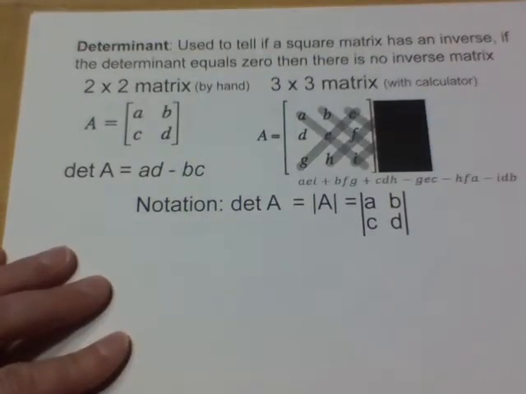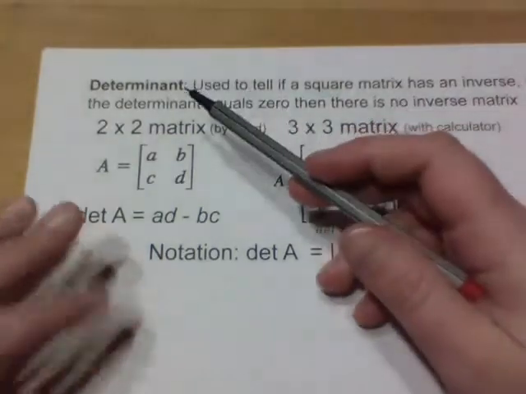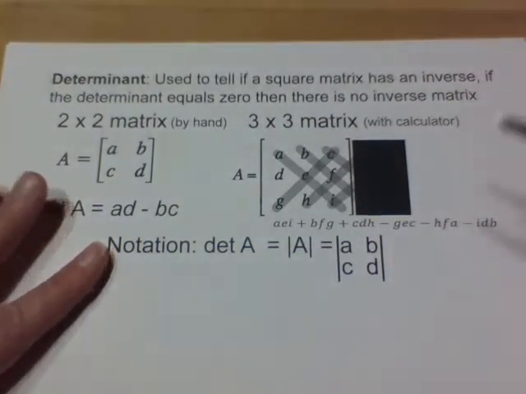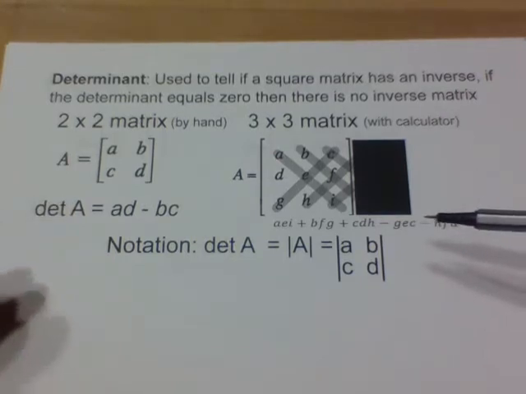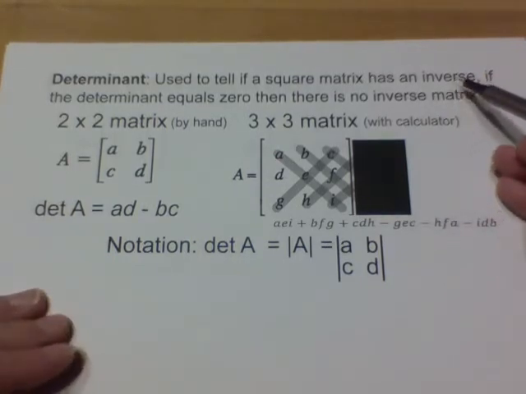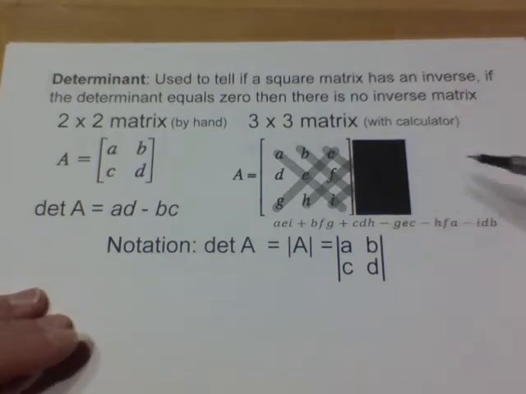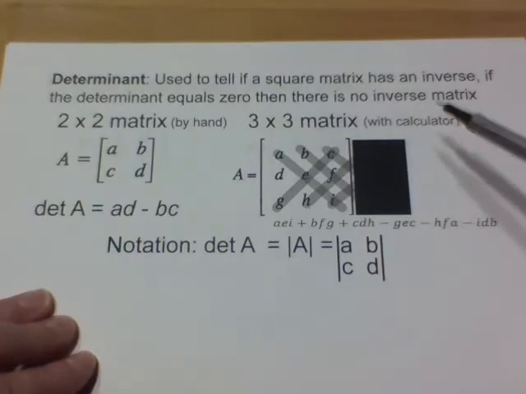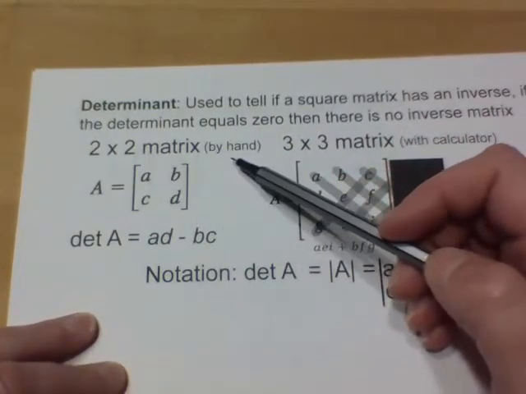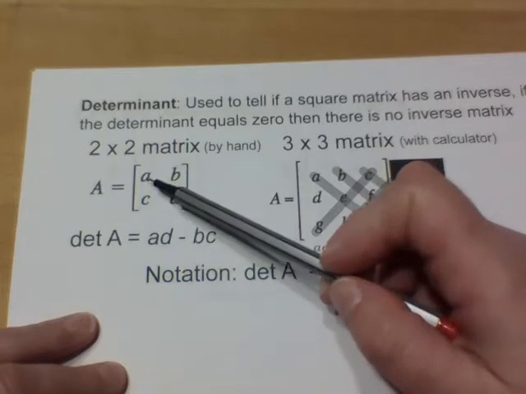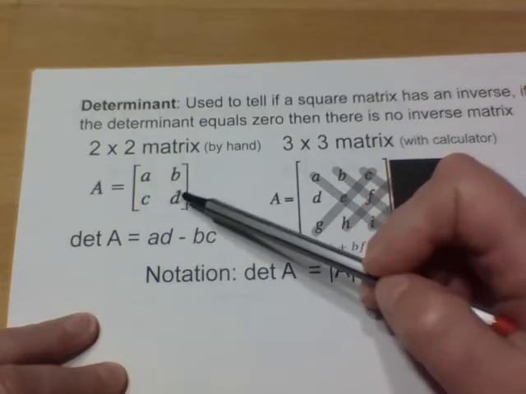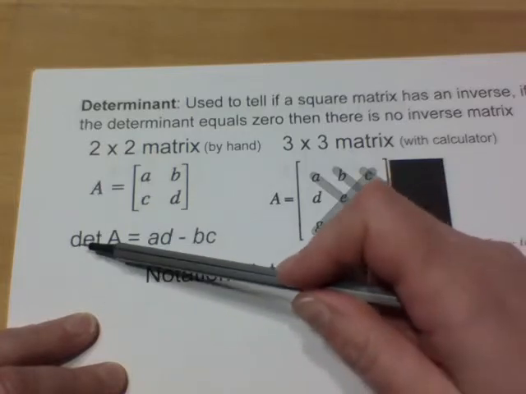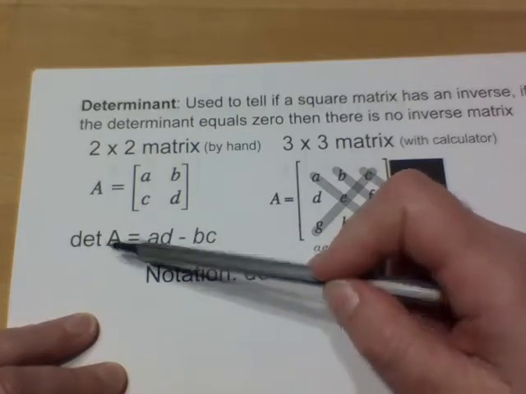All right, so then the next thing that we're going to need is something called a determinant. It is used to tell if a square matrix has an inverse or not, because the only way that you can solve an equation is by multiplying by an inverse. And so if you can't have an inverse, then you can't solve an equation. So if the determinant equals 0, then there's no inverse matrix. And so for a 2 by 2 by hand, what you would do is take the A value, which would be your upper left, times the D value, and then subtract the B value times the C value. And that's going to be your determinant of matrix A.